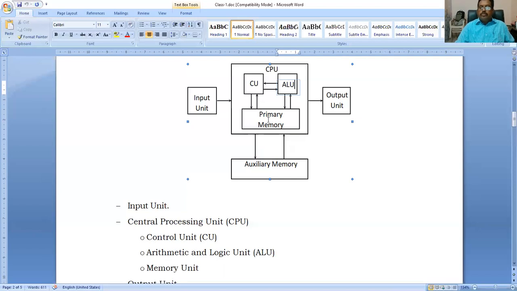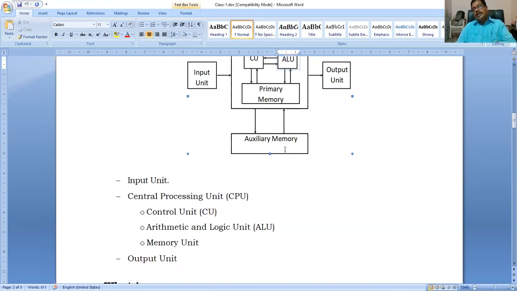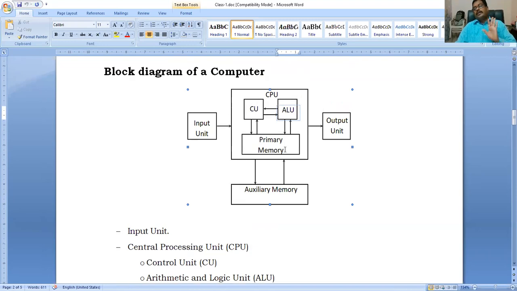If you want to store that permanently, we interact with the auxiliary memory. From the CPU, data can be sent to the auxiliary memory, and from the auxiliary memory, data can be sent to the CPU also. Totally, these are all the functionalities performed in a computer. Whatever type of computer it is, whatever its cost, it has these main units.